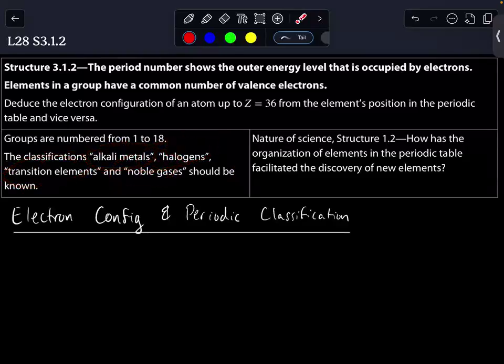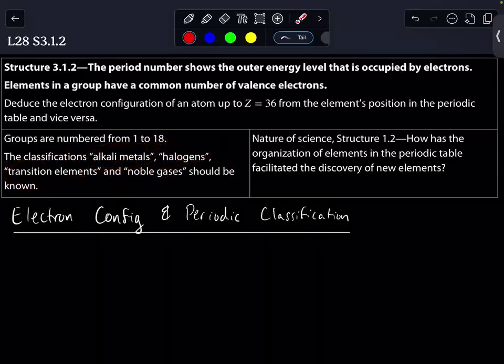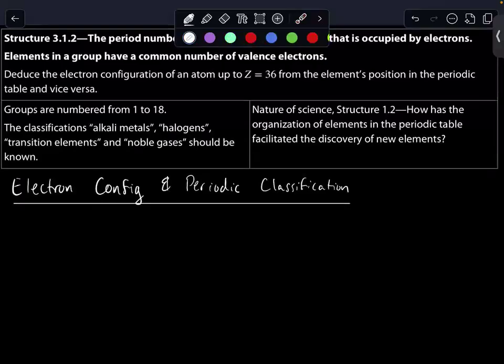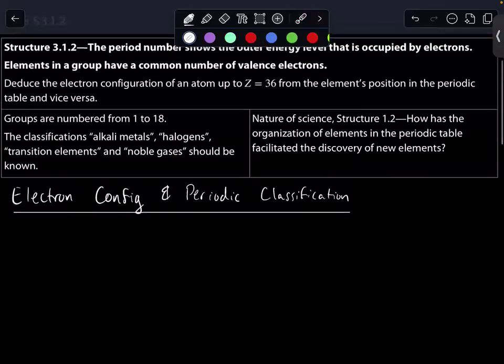Those are the only four you need to have memorized for the DP chemistry curriculum. However, I will add in a couple more that are just important and good to know. So, with that said, we're going to start off with electron configuration, which we already discussed back in lesson 10.